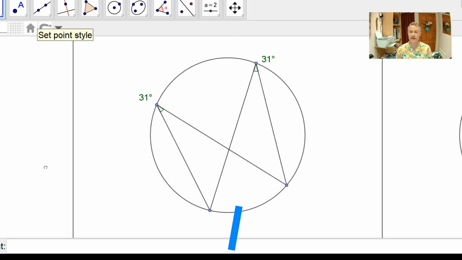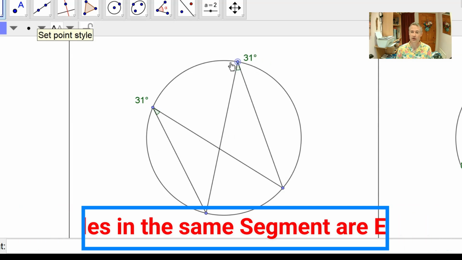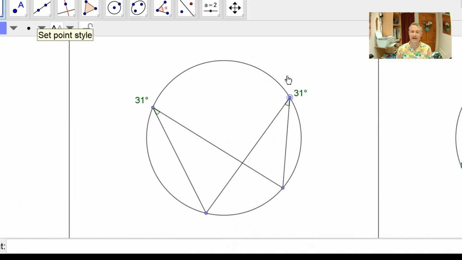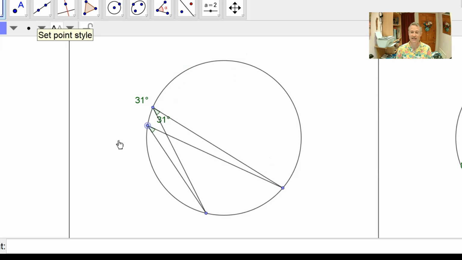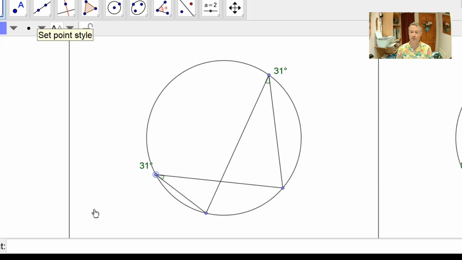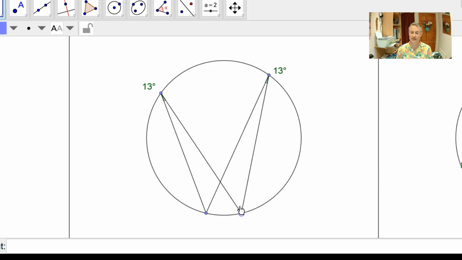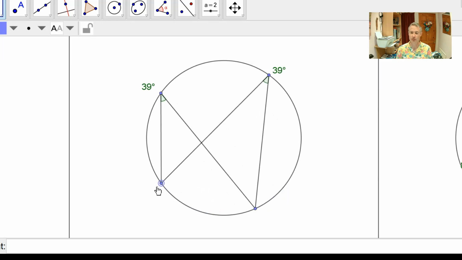Circle theorem number 3 says that angles in the same segment are equal. So look at this. I can move this one anywhere around here. As long as I stay in the same segment, it's still going to be 31 degrees. As soon as I move down here, it's not 31 degrees. But that's because I'm not in the same segment anymore. I'm in the alternate segment. I can move one of these 2 points and then both of these other angles change, but they're still the same. Angles in the same segment are equal.